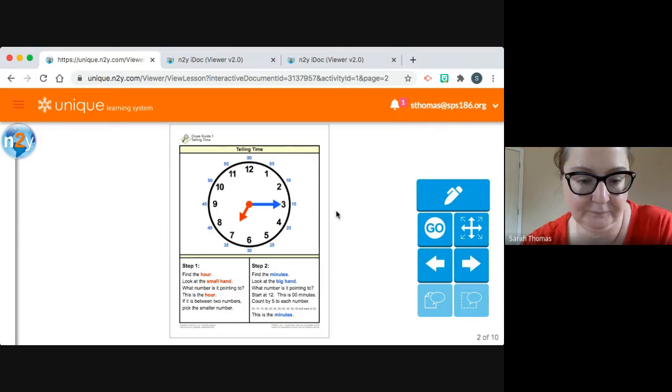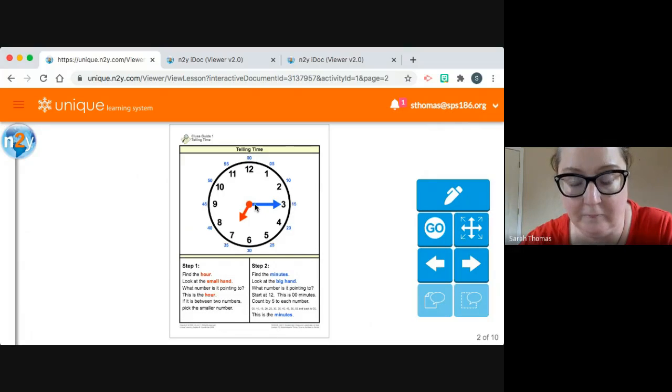All right. Okay, so Noah, let's look at this clock. We're going to find the hour. We look at the small hand, the red one. What number is that small hand pointing to, Noah? 7. 7, good. That is the hour. So it's 7. And then now we're going to do the minutes.